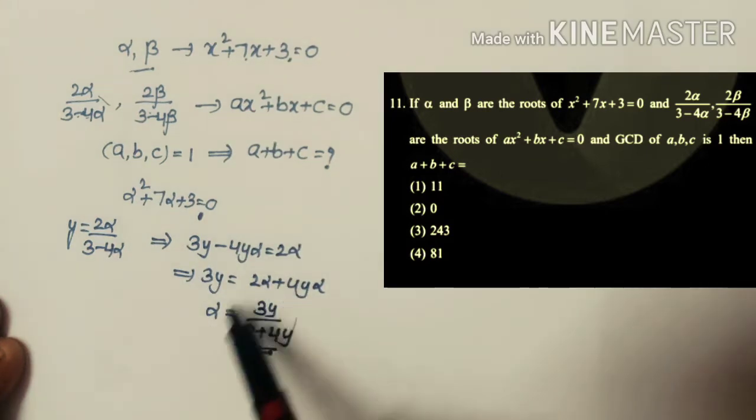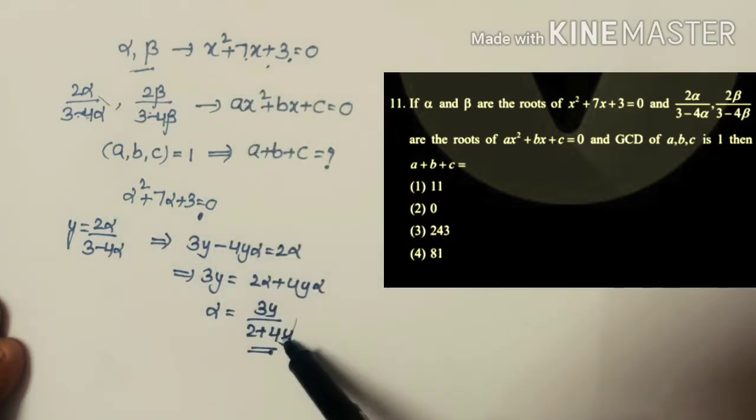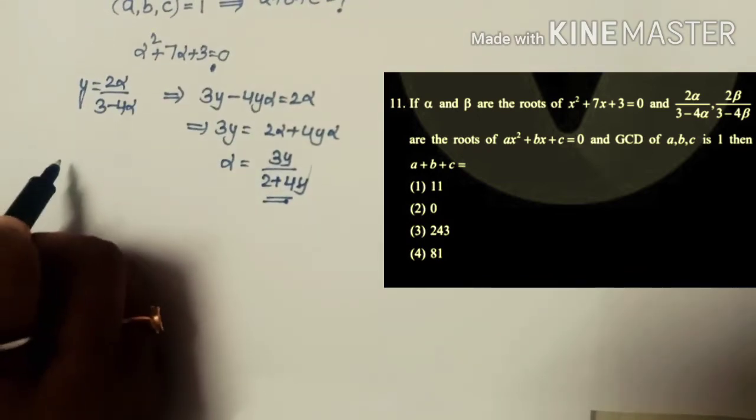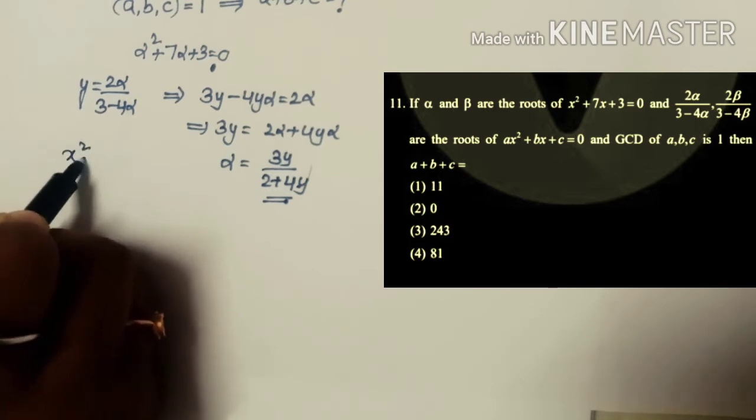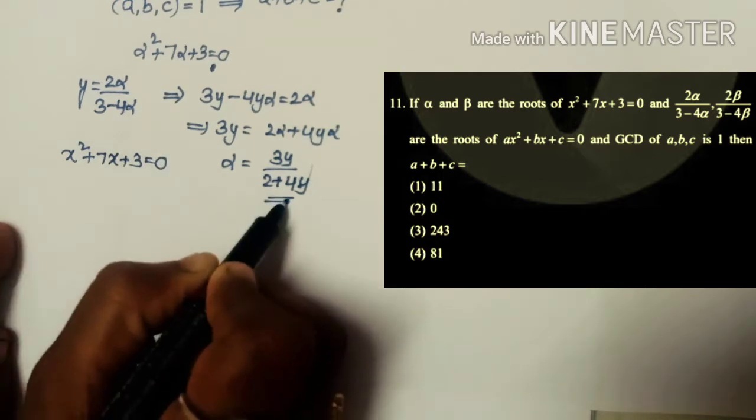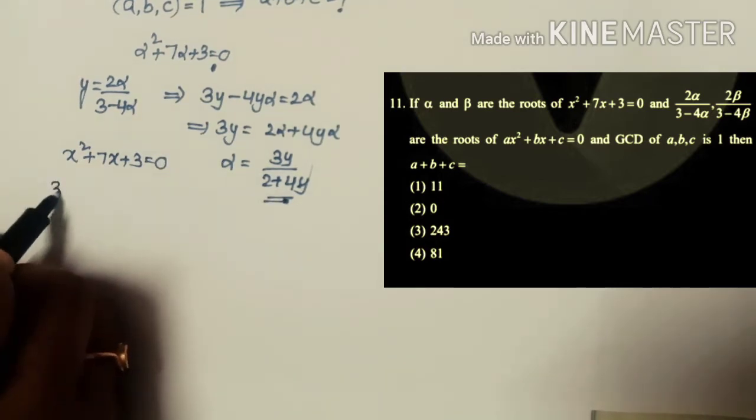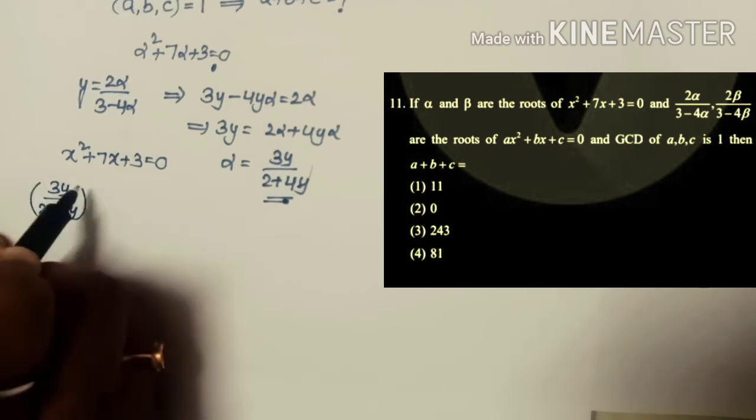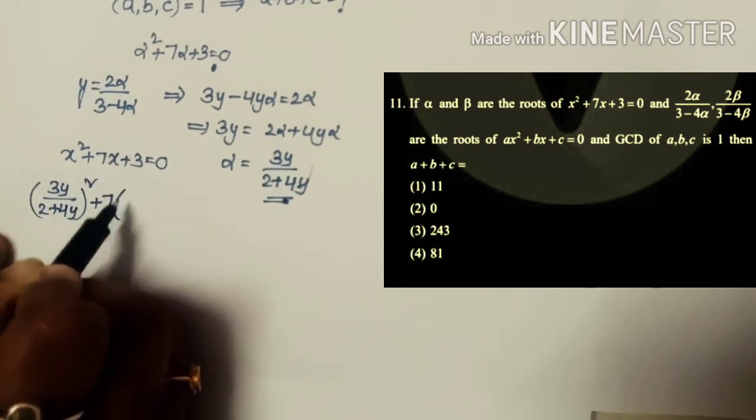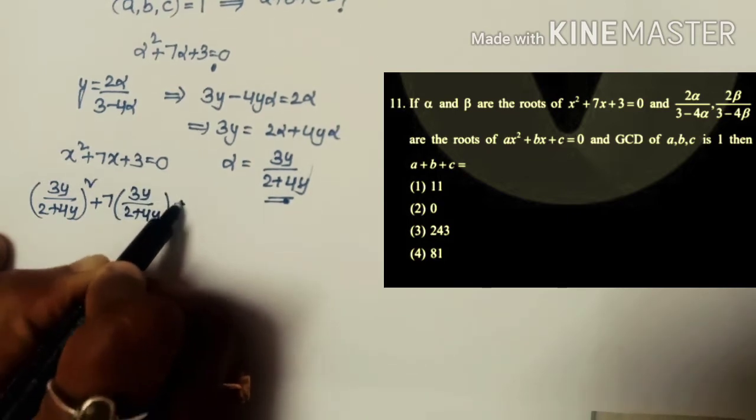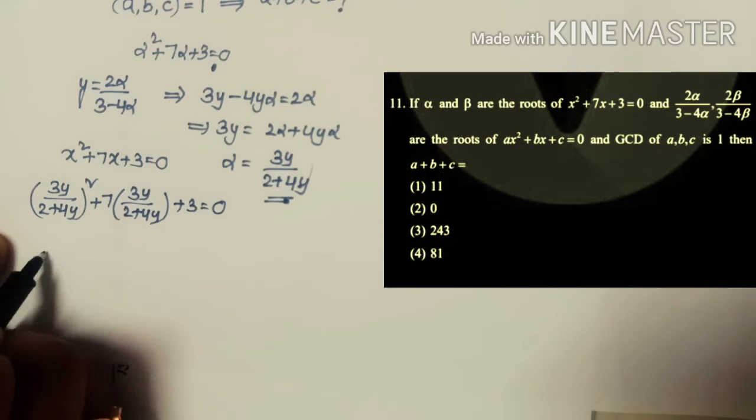Since alpha is the root of this equation, we are replacing this value in the quadratic equation, that is, x square plus 7x plus 3 is equal to 0. So here alpha is equal to this value, that is (3y by 2 plus 4y) whole square plus 7 into (3y by 2 plus 4y) plus 3 is equal to 0. Now taking LCM, we get the answer.